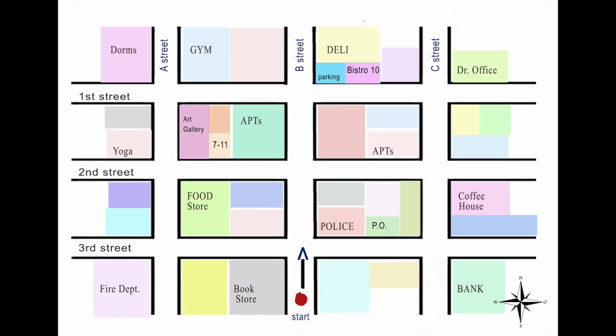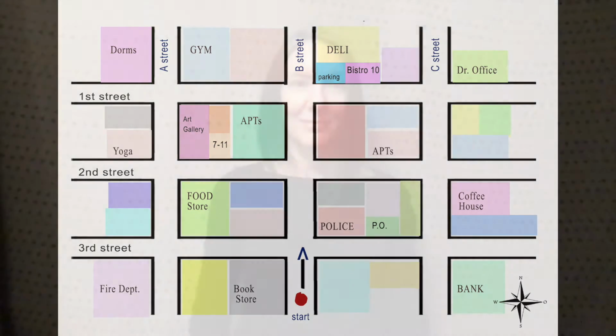We will be using this map to practice. Go straight 2 blocks. At that intersection, which is 2nd Street, on the far left corner is an apartment building. You know, that one, you take a left. And next to the apartment is a 7-Eleven.